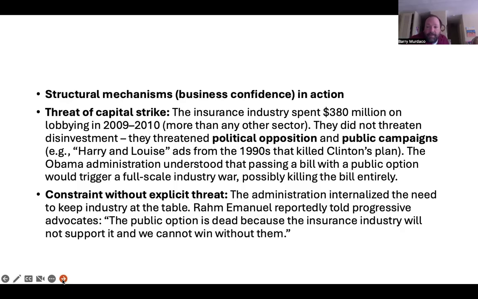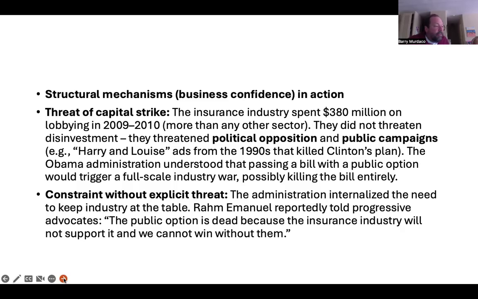And like I said, they didn't even really try to fight for it. So they pretty much gave it up without much of a fight, or with a threat, but not actually engaging in a fight over it. The administration internalized the need to keep industry at the table. Rahm Emanuel reportedly told progressive advocates the public option is dead because the insurance industry will not support it, and we cannot win without them.